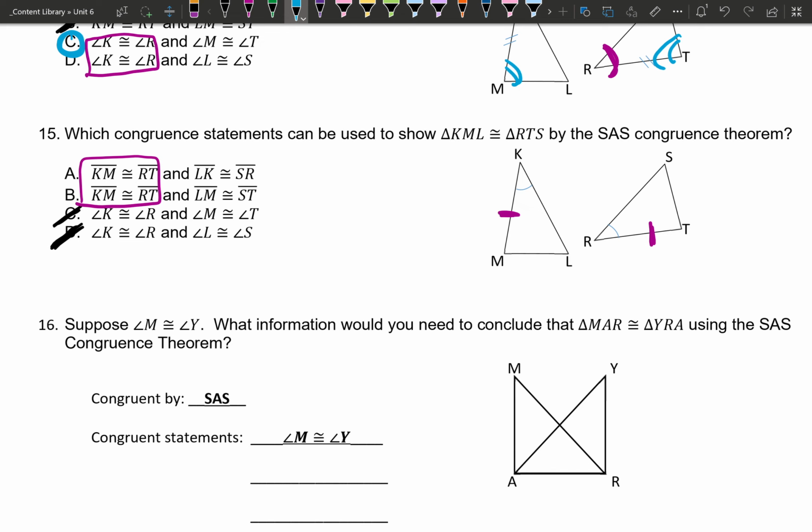Next, I'm going to mark the second side that I need in order to make this congruent by side, angle, side. In this triangle, it should be KL, and in this one, it should be RS. Do we have that? We sure do. Letter A, LK, and SR.